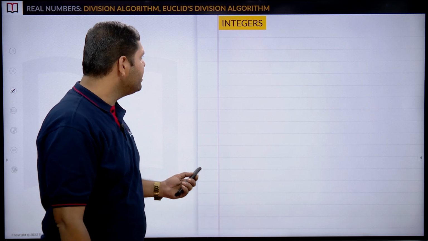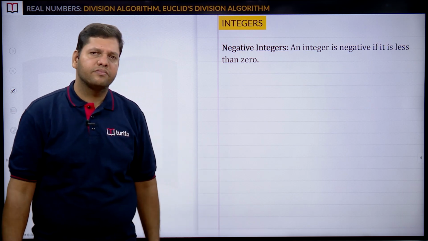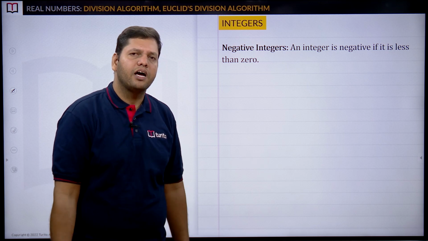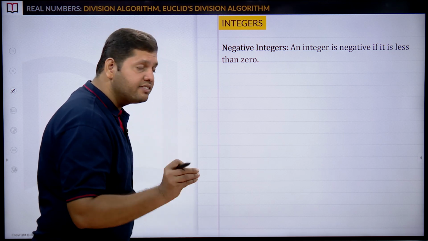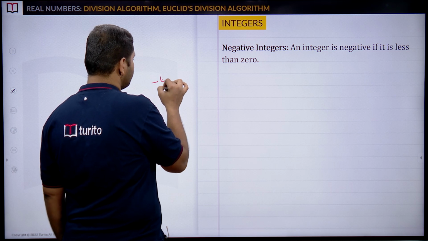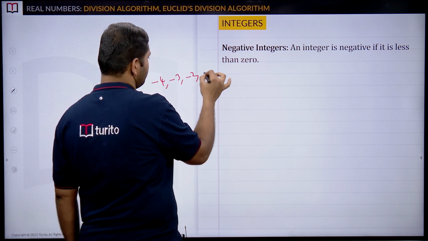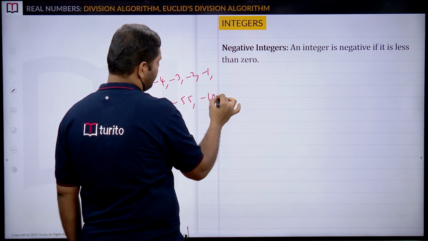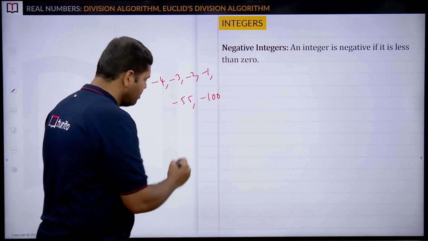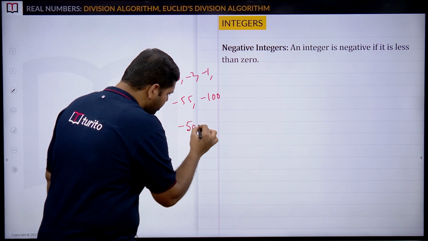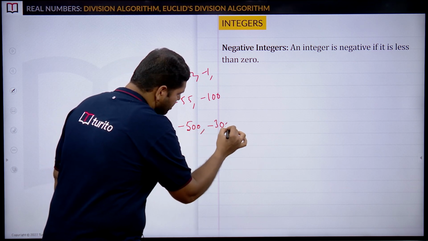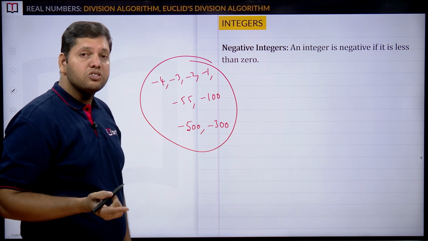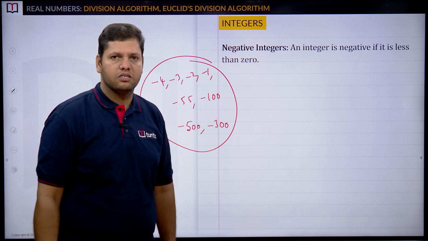And my question, what is a negative integer, children? How can we define the negative integer? Again, same thing. The numbers which are less than 0. Like you can take -4, you can take -3, and -2, -1. You can take something -55. You can take something -100. You can take something -500, -300. So these are all numbers we can say, children, the list of negative integers.